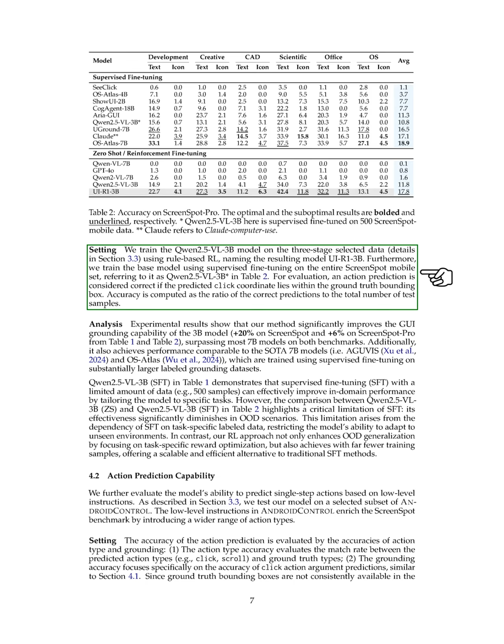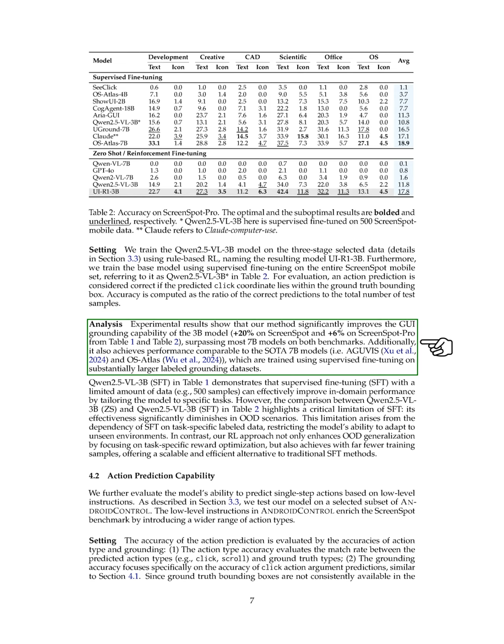We also train a base model on the entire ScreenSpot mobile set, calling it Qwen2.5-VL-3B. For evaluation, we consider an action prediction correct if the predicted click coordinate is within the ground truth bounding box. We calculate accuracy as the ratio of correct predictions to total test samples. Our results show that our method significantly enhances the GUI grounding capability of the 3B model, outperforming most 7B models and achieving results comparable to state-of-the-art models trained on larger datasets.